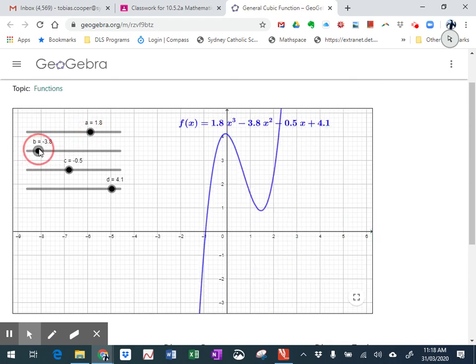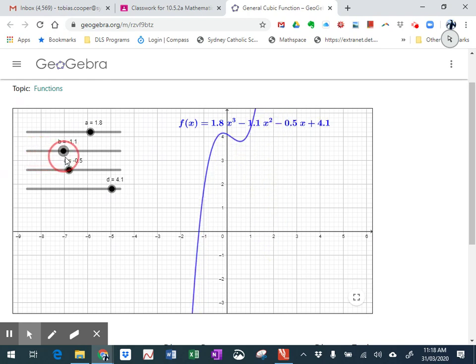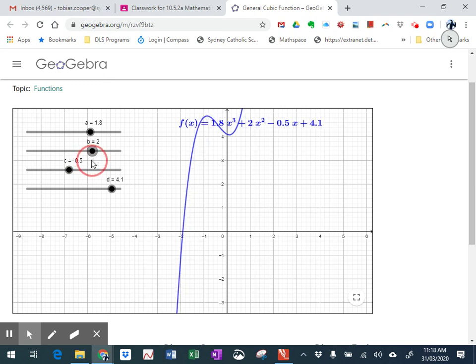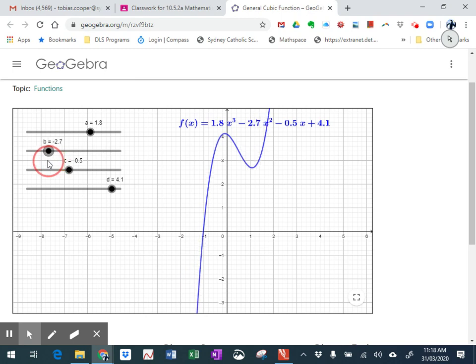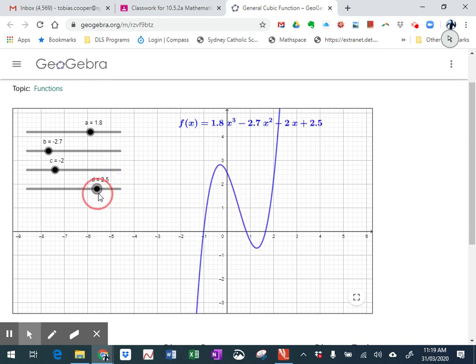What does B do? Well, that's what B does. Just moves things around a bit. Notice it stays in that basic concave down to concave up shape. Okay. And same thing with C. What C does, it keeps it in that basic concave down to concave up shape. And then D just moves it up and down. You can see that. So have a play with that.